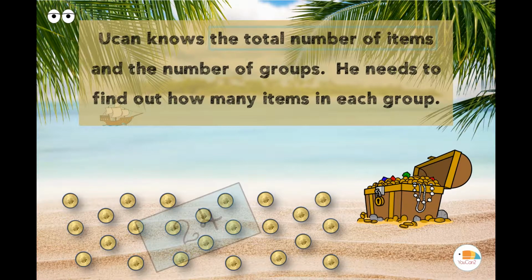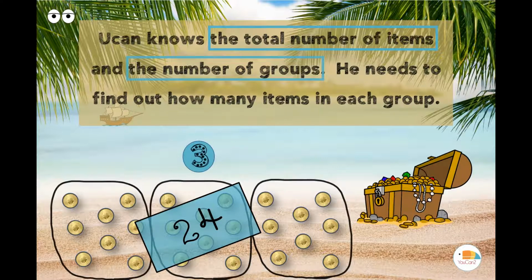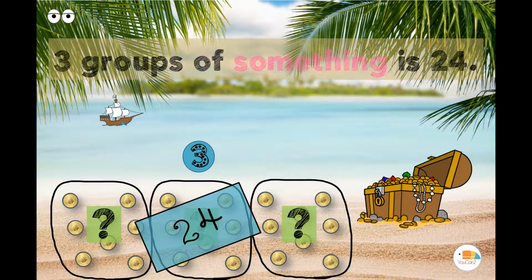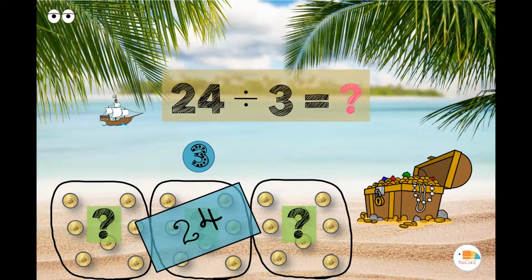So, you know the total number of items. There's 24. And you know the number of groups. There's 3. But you don't know the number of items in each group. So let's think about this. There's 3 groups of something that equals 24. Or 3 times something is 24. But remember, division and multiplication are related. So we could also say 24 divided by 3 equals something.